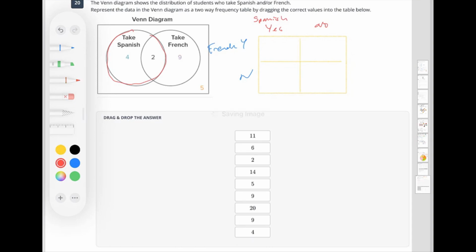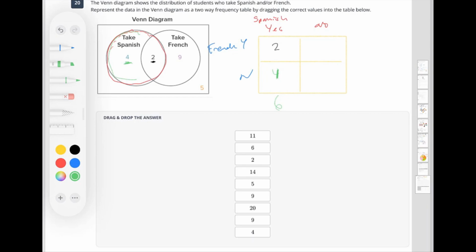Okay, let's talk about taking Spanish. So Spanish and no Spanish. So in this first box, it's both yes Spanish and yes French. And that's going to be this 2 here. This 2 means the students are both saying yes to Spanish and taking French. So this would be 2. Okay, so yes Spanish and no French. So yes to Spanish, but no French. This would be a 4. And so the total amount in the whole red circle is 2 plus 4 is 6. There's a total of 6 people taking Spanish.